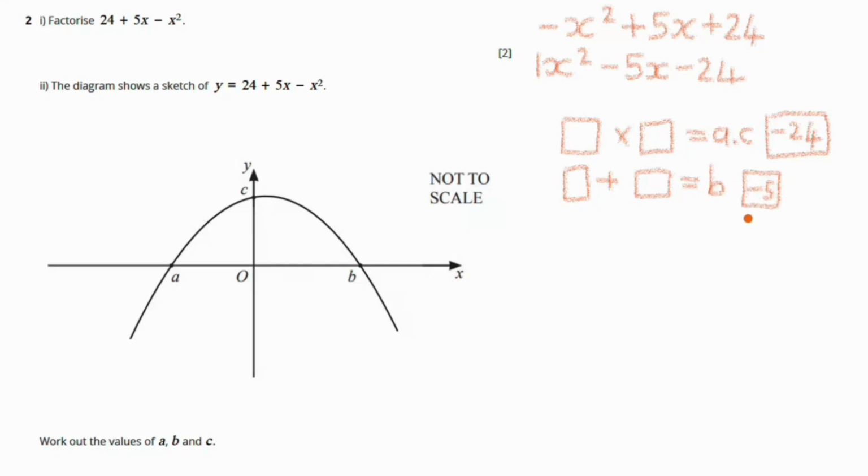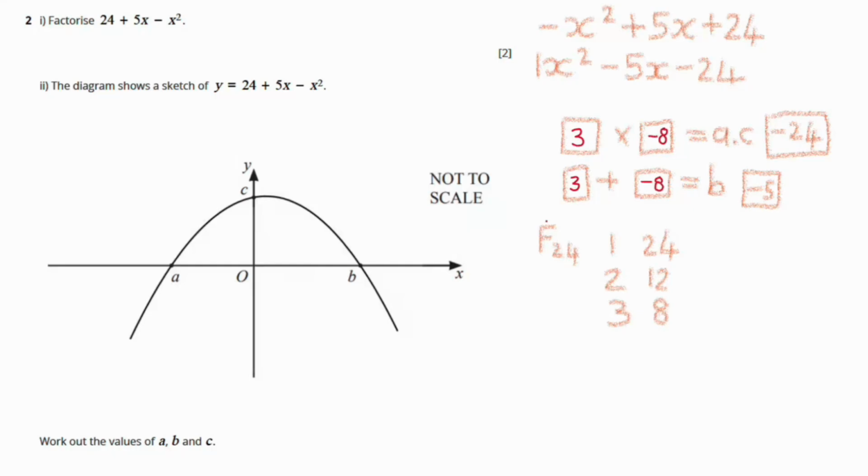Okay, so let's write down the factor pairs of 24. And we have 1 and 24. We have 2 and 12. We have 3 and 8. So 3 times negative 8 gives me negative 24. And 3 plus negative 8 gives me negative 5. So our two numbers will be positive 3 and negative 8. So now I have my two numbers.